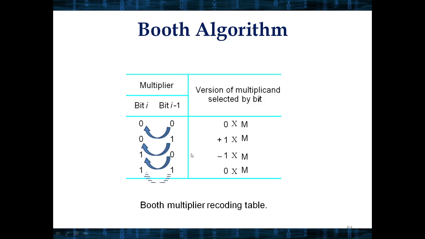Then next, the bit value 1 to 1 means we need to consider 0 into m. All the partial product values will be 0 with respect to the multiplicand bit value. So this is the Booth recoding table. These values will be considered for the multiplier recoding. What we get after this is nothing but the recoded multiplier.